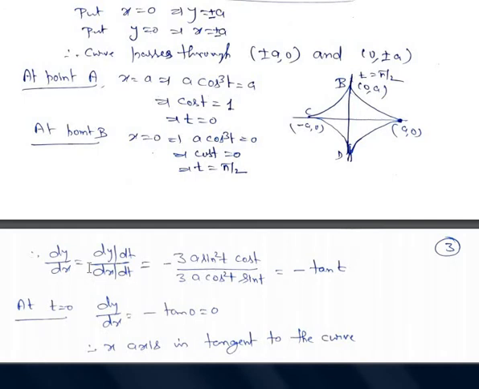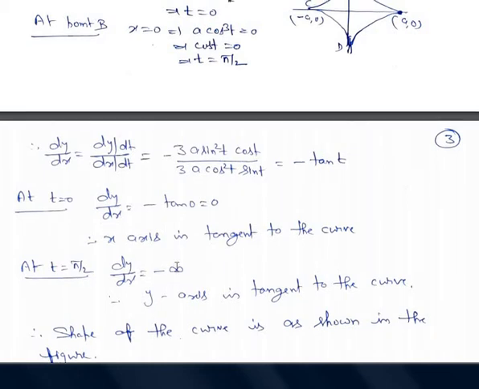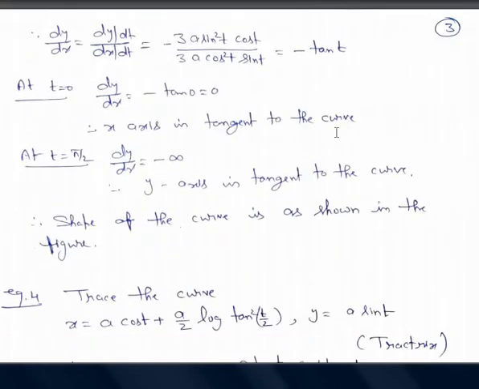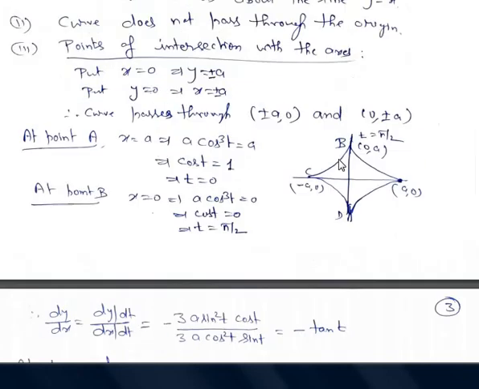Right? And dy/dx is dy/dt divided by dx/dt. So this will come out to be minus tan t. So at t = 0, dy/dx is 0, meaning the x axis is the tangent to the curve. And at t = π/2, dy/dx is minus infinity. That means the y axis is tangent to the curve. Now you can take values of t and then draw the curve in the first quadrant. And by symmetry, the shape of the curve will be like this. This is known as the asteroid.